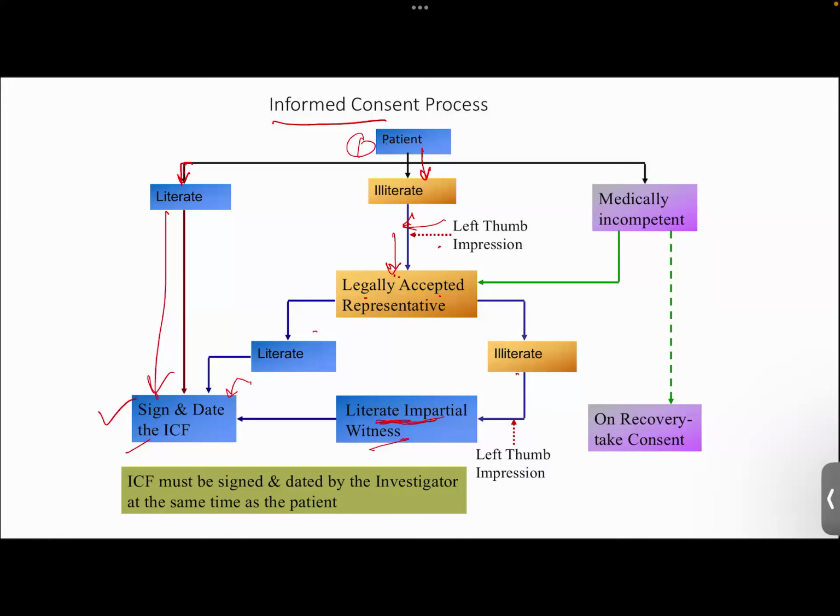Now the question comes to a medically incompetent person. They also have to follow this yellow route. Suppose the wife is sick and the husband is there, so the husband can be the legally acceptable representative. Now if the husband is illiterate and says he can't read and write, then again he needs an impartial witness to confirm that what is written is the same as what they're telling us.